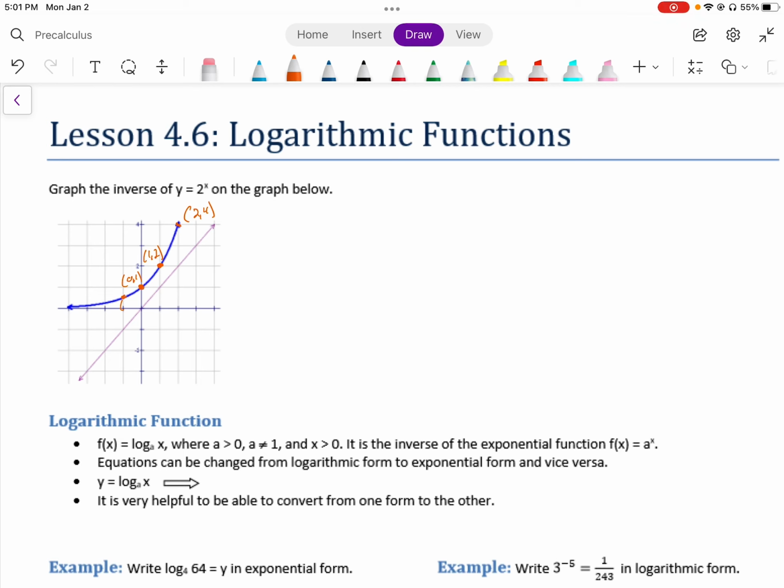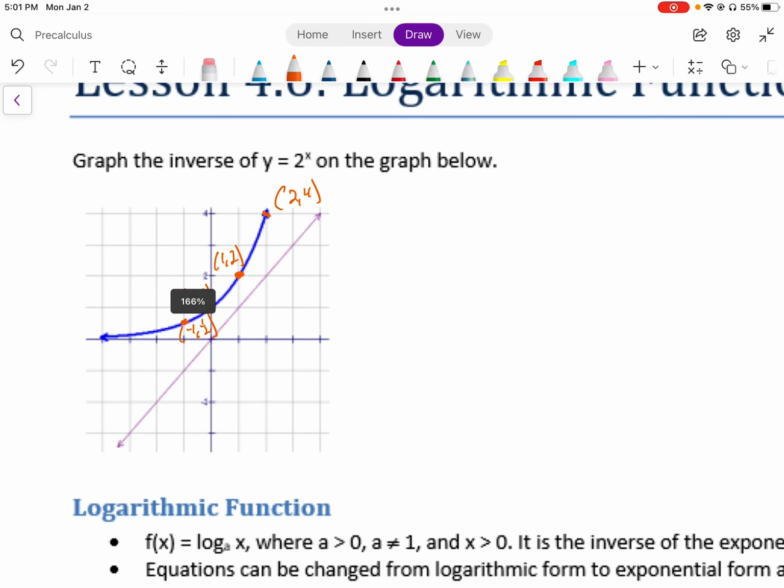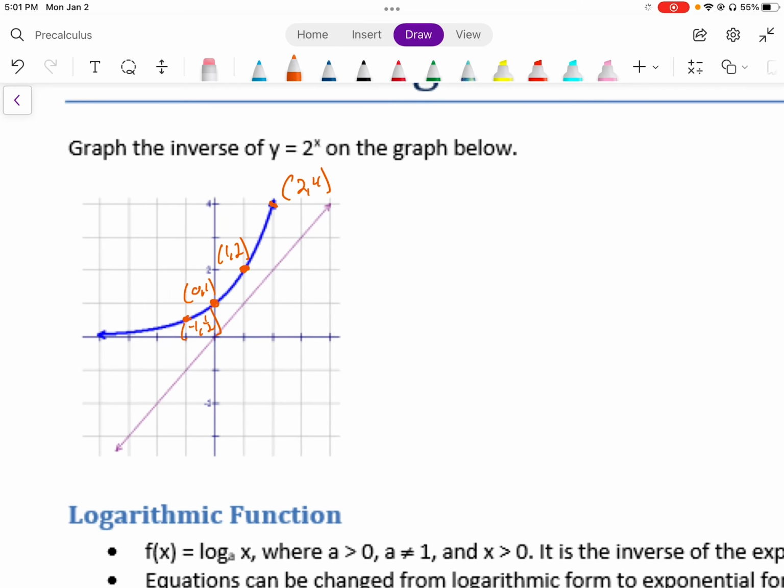So here are 4 of the points on y equals 2 to the x, and what we want to do is switch the x and y values. So let's start up here with this (2, 4). Well, what would that go to? That would go to (4, 2). So over 4, up 2. And then this one, (1, 2), is going to go to (2, 1).